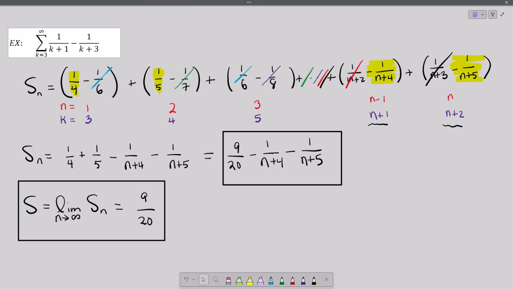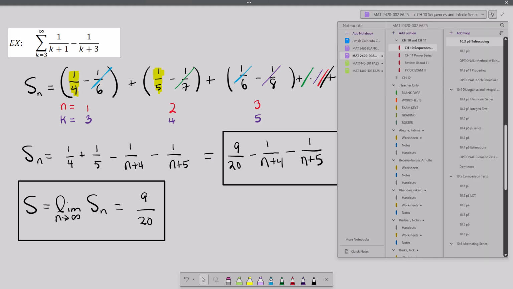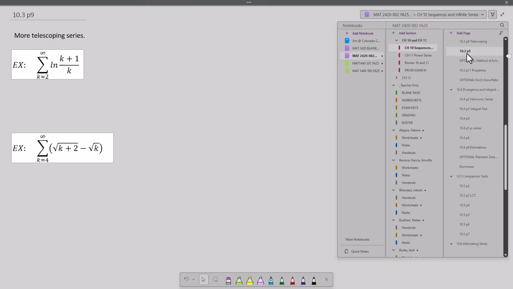So we use that to calculate the S of n? We use S sub n to calculate S. So if we can find S sub n, then we take the limit as n goes to infinity, and that will calculate the sum of the infinite series, which we also call S. So if it exists, but it could be infinite. Could be infinite. So let's try another one.